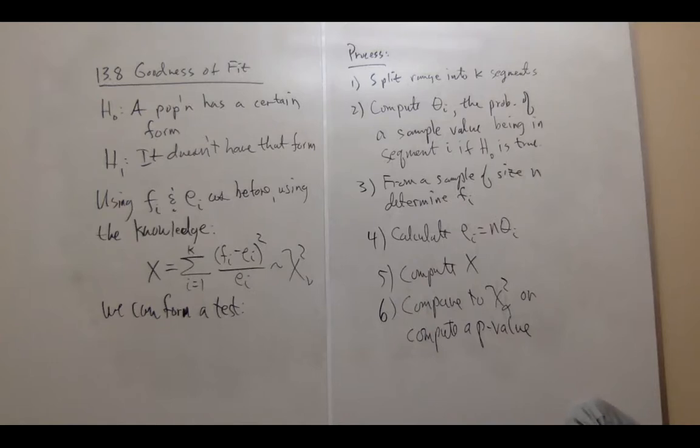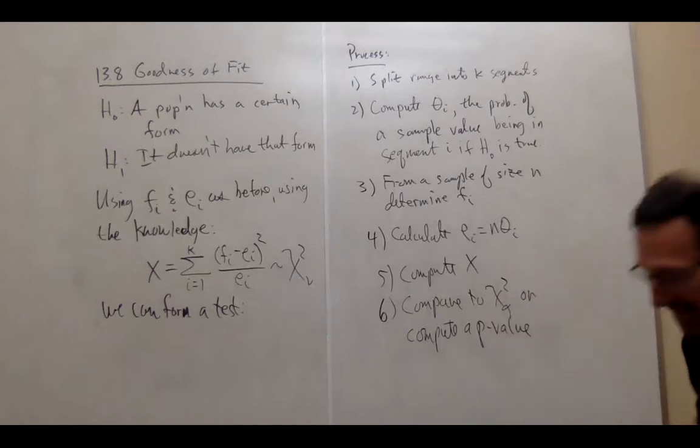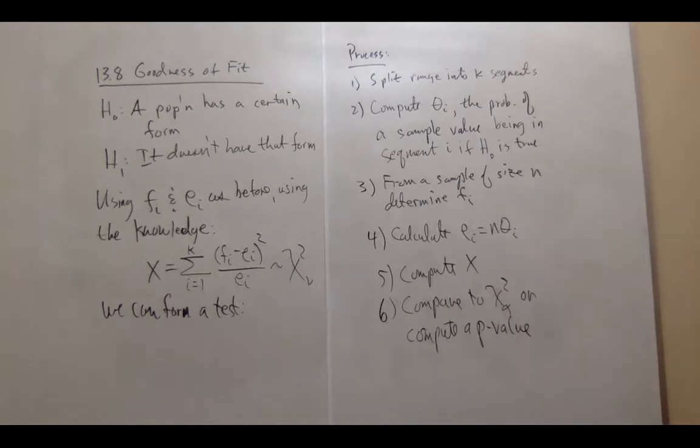Number two, we're going to compute theta I, the probability of a sample value being in a segment. And again, if the null hypothesis is true, we know what the density, or the PDF, is, and so we can calculate that value. If no parameter is specified whatsoever, then we can't actually calculate theta I.